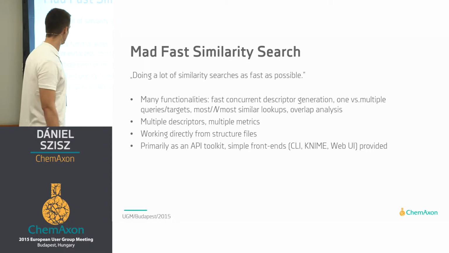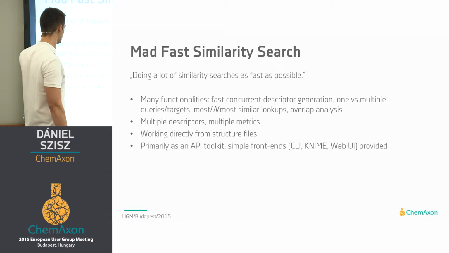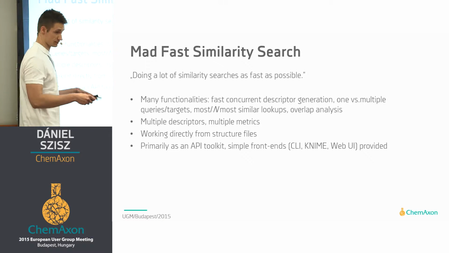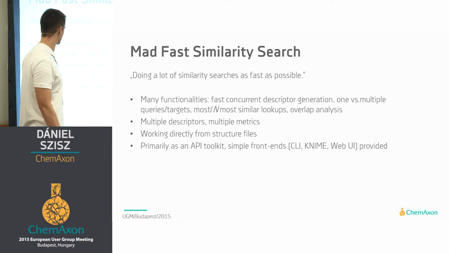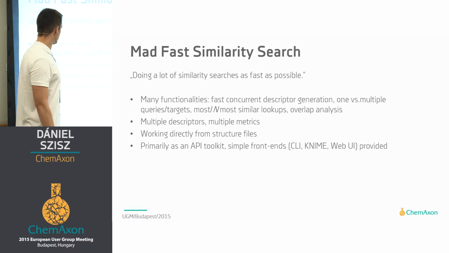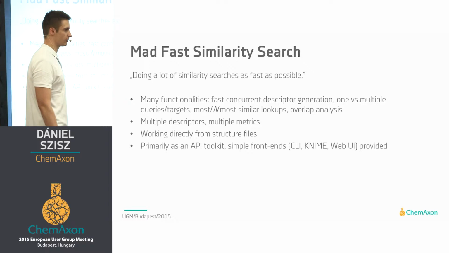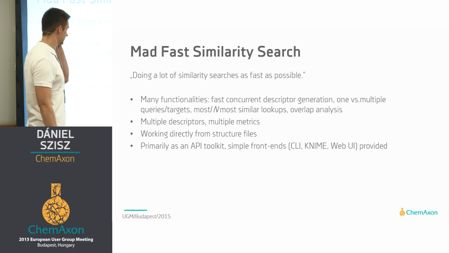It comes with lots of different tools. It's based on the so-called fast descriptor generation, so you can generate ChemAxon descriptors and different other descriptors really fast. It also supports different lookups, the most and the n-most similar lookups. And what I'm going to do later is the so-called overlap analysis for large molecular sets.